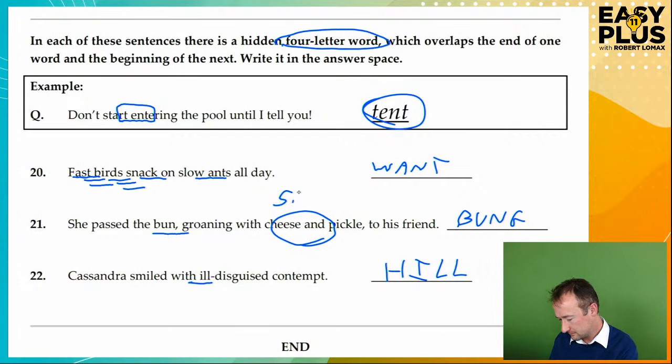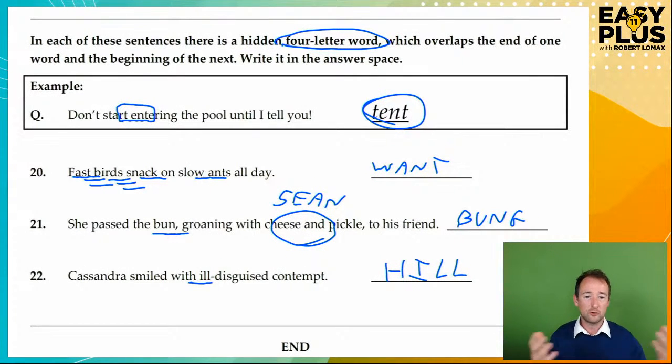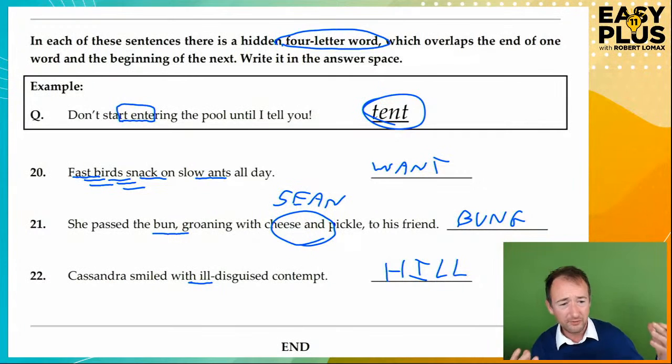Sean. S-E-A-N. It's a name. In reasoning tests like this, names will usually not be accepted as answers. Why is that? Well, if you just consider traditional English first names, then there's a fairly limited stock. But of course, if you think about the society that we live in these days, you've got people from all sorts of different cultures and languages, and you've just got enormous numbers of names.